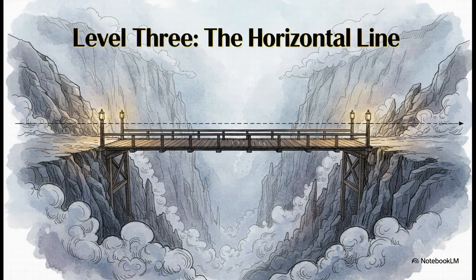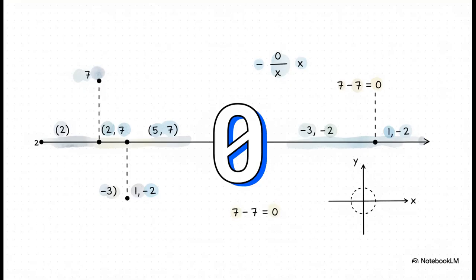And now for the final challenge. Level 3, the horizontal line. The points are (3, 7) and (9, 7). Now, this might look like a trick question, but I'm telling you, our 4-step plan is way smarter than any trick question. So what happens when we do step 1?